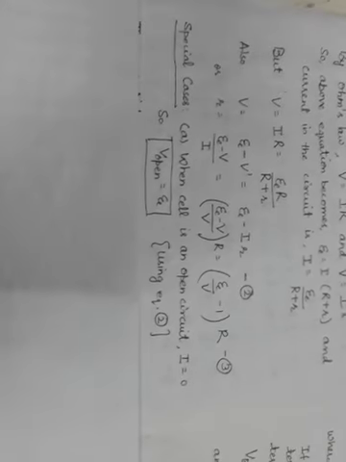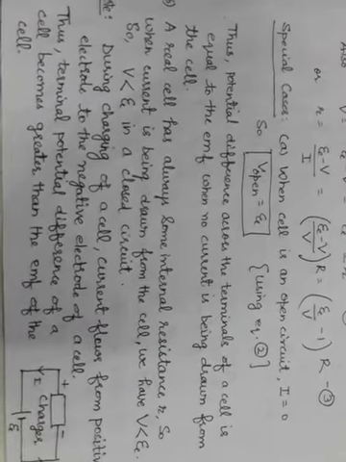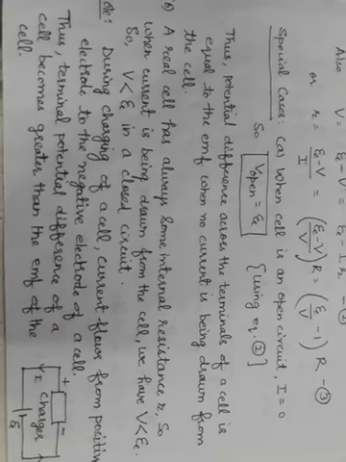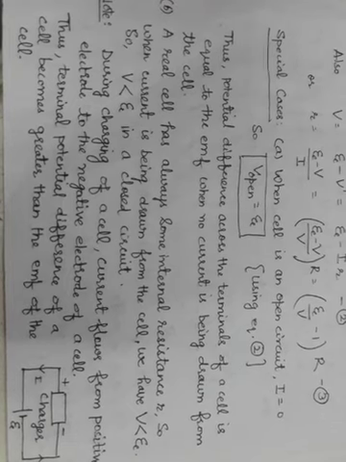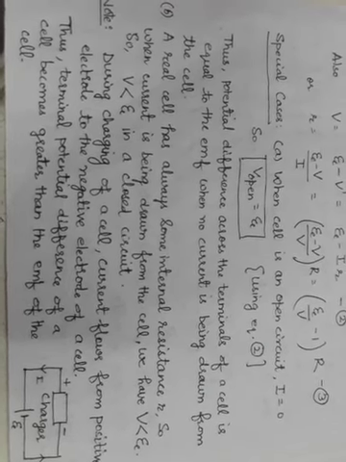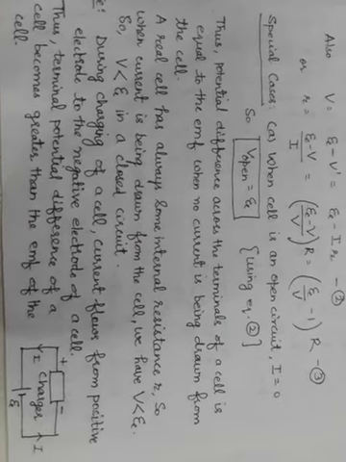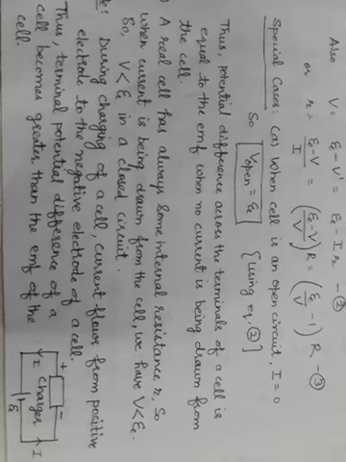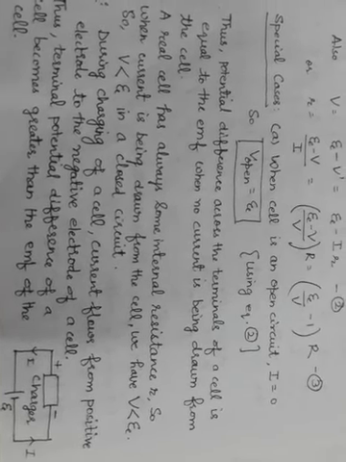But V is not always less than EMF. During charging of a cell, the positive terminal of the charger is connected to the positive terminal of the cell and the negative terminal of the charger is connected to the negative terminal of the cell. In this case, the current flows into the positive terminal of the cell, and the terminal potential difference becomes greater than the EMF of the cell.